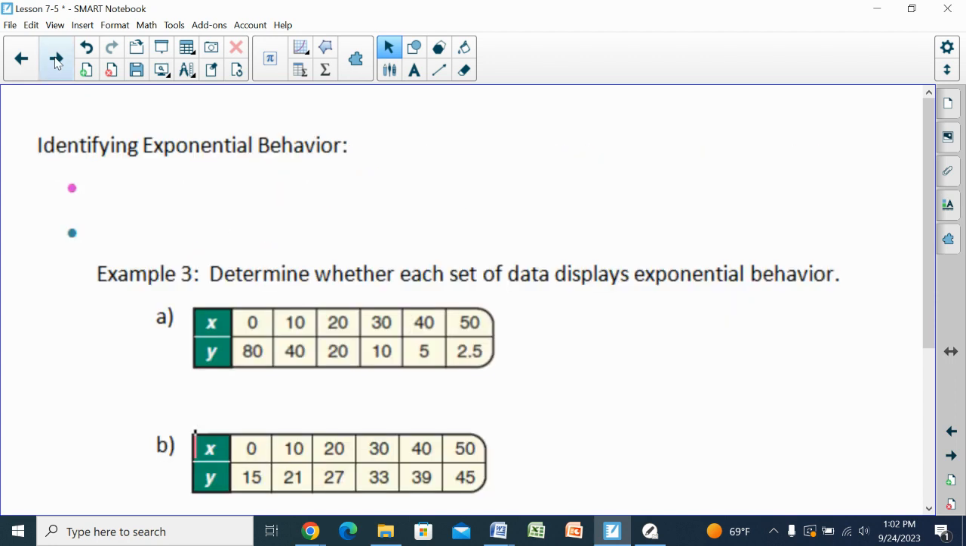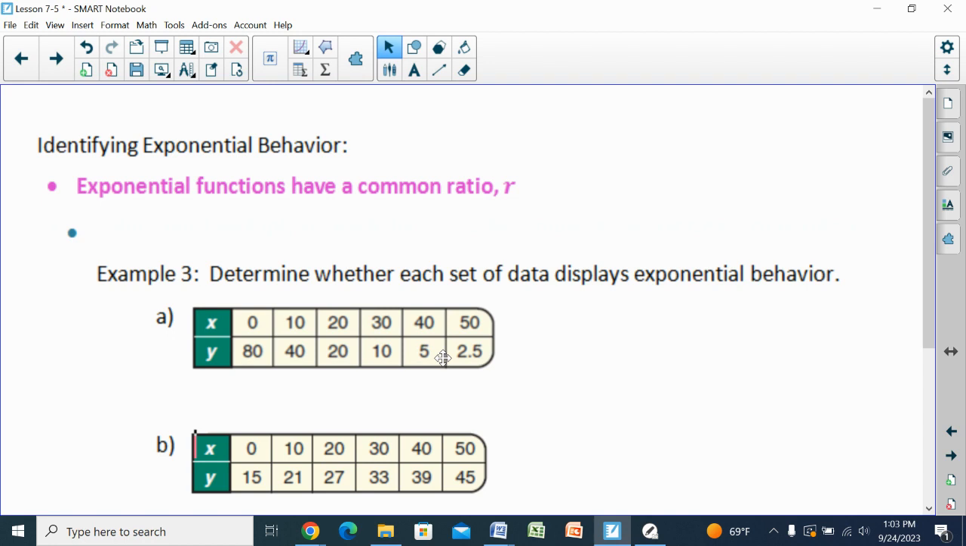Let's talk about one more thing, identifying exponential behavior. I'm going to give you tables like these examples that I've got. Exponential functions have a common ratio r, and the biggest deal about r is that either we're multiplying or dividing. We're really looking for a pattern in the y's on our xy table.